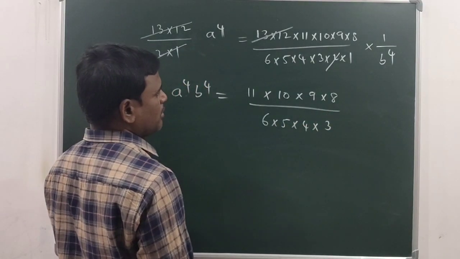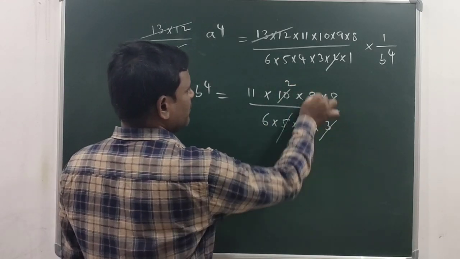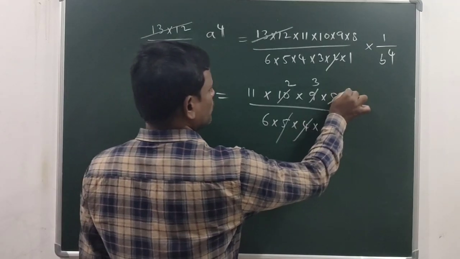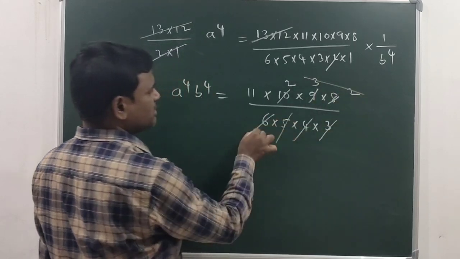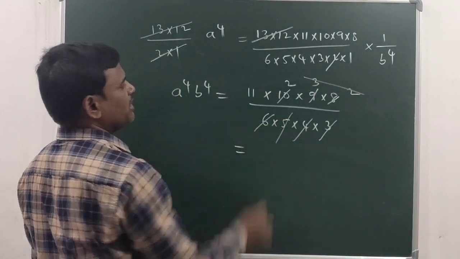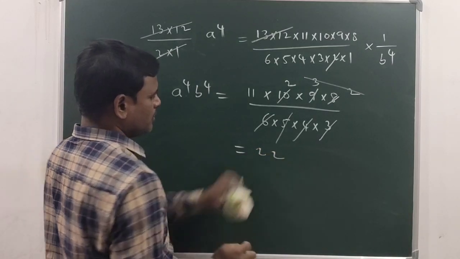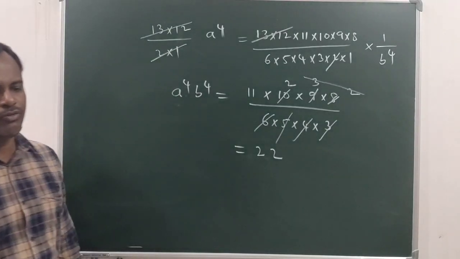So here how much are you getting? 5 ones are 5, 5 twos are 10. So 3 ones are 3, 3 threes are 9. 4 ones are 4, 4 twos are 8. So this 3 2, this 6 cancel. Now what is left here in the numerator? 11 twos are 22. So this 22 is the required answer for this question. A power 4 b power 4.